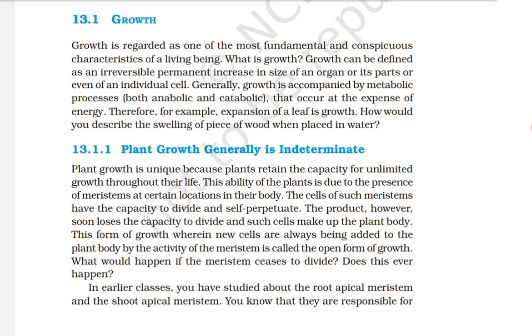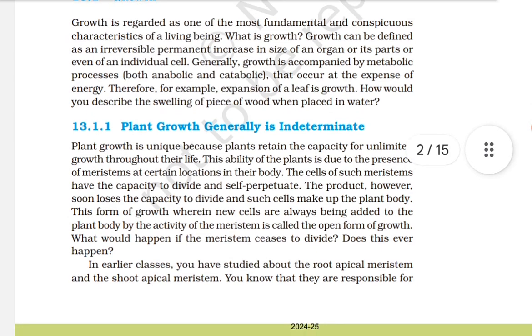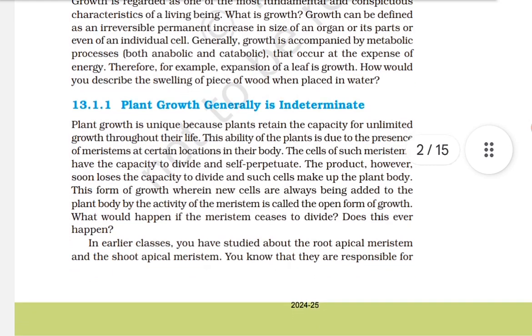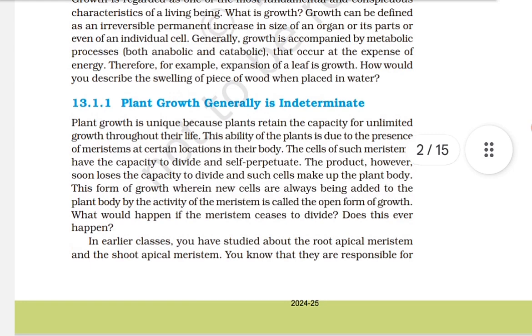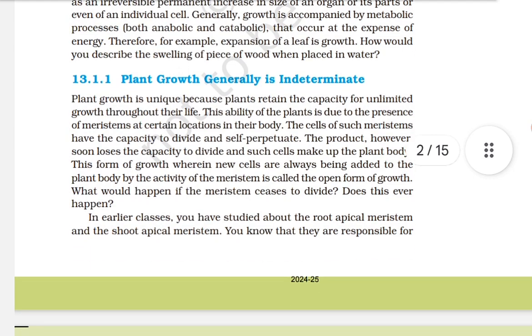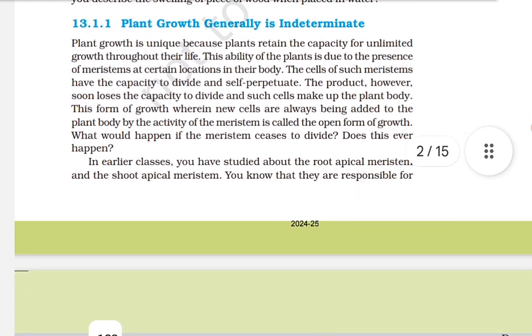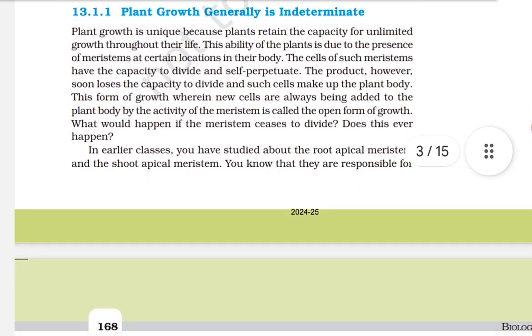First, growth. Growth is regarded as one of the most fundamental and conspicuous characteristics of a living being. What is growth? Growth can be defined as an irreversible permanent increase in size of an organ or its parts or even of an individual cell. Generally, growth is accompanied by metabolic processes, both anabolic and catabolic, that occur at the expense of energy. For example, expansion of a leaf is growth.